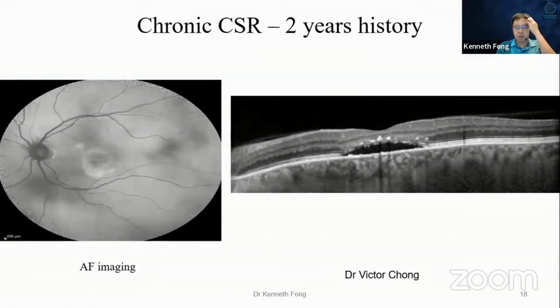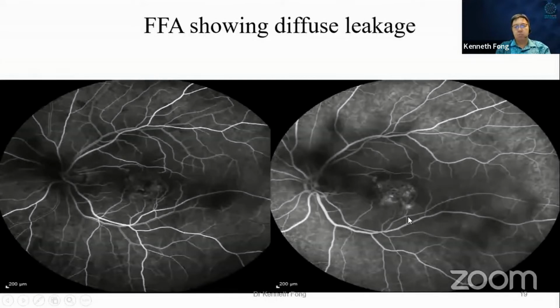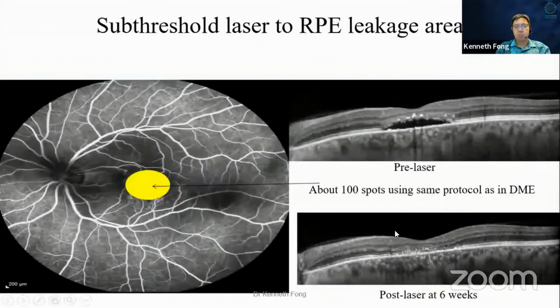Here's a case from Victor many years ago, a patient of chronic CSR. You can see the hypoautofluorescence on AF and the chronic thickening here. Multiple hotspots showing diffuse leakage. Subthreshold was applied all over the leaking areas, using the same protocol, and there was a reduction in the fluid, but the vision did not improve much due to the chronicity of the leak.